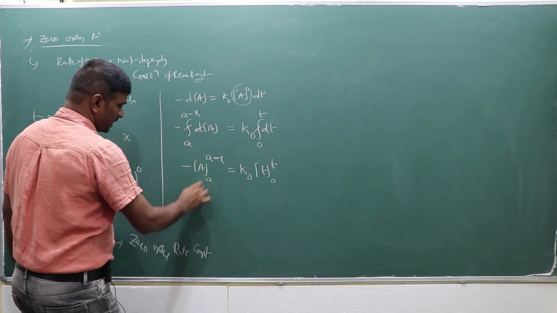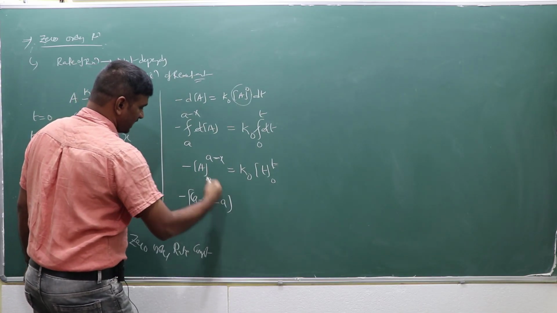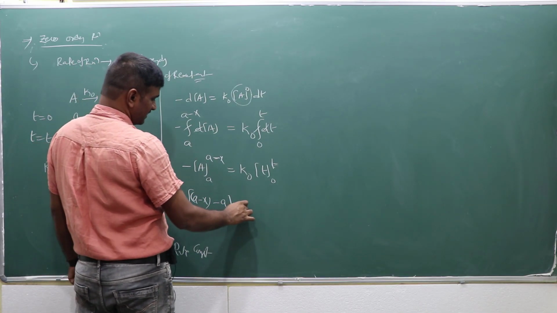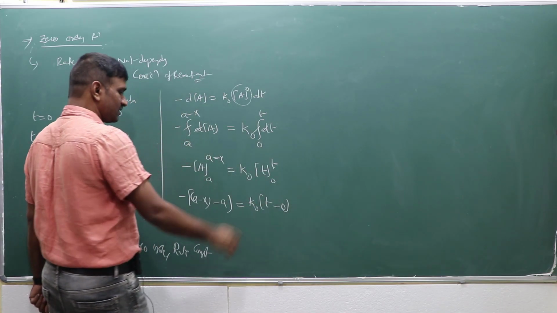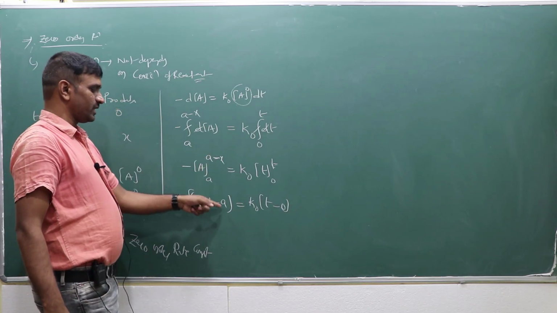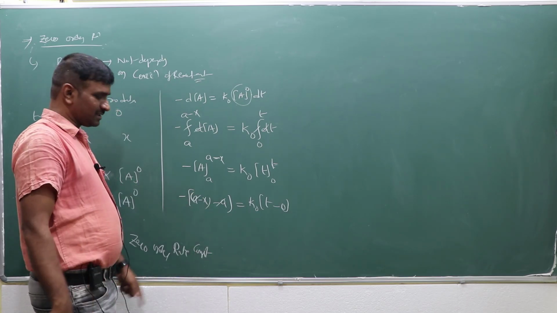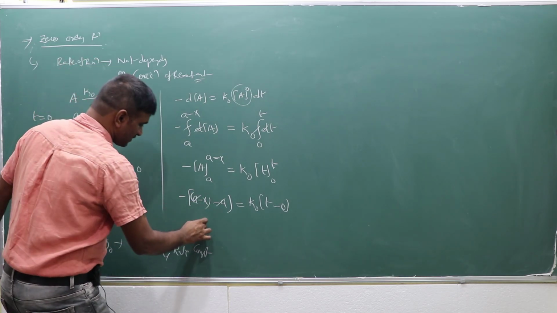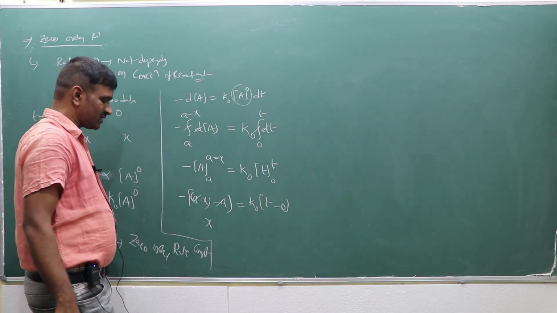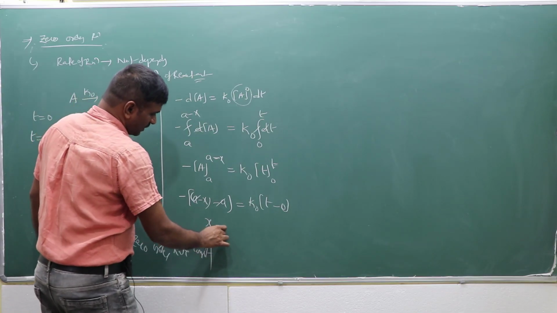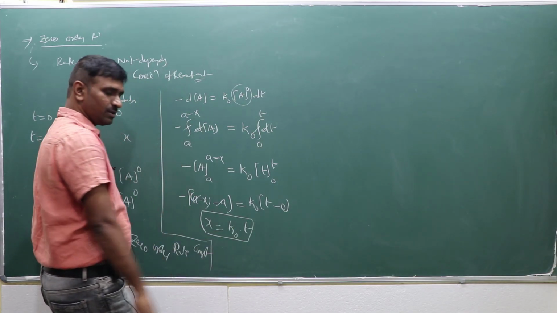So one time you substitute the upper limit A minus x, and another time the lower limit A. So A minus x minus A is equal to k naught into t minus 0, upper limit minus lower limit. The minus a and plus a cancel, and minus into minus is plus. So what will happen? x is equal to k naught into t.